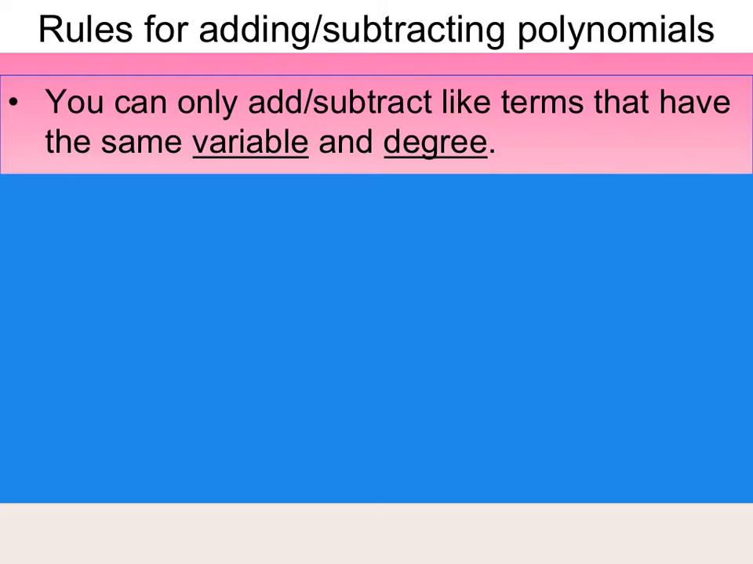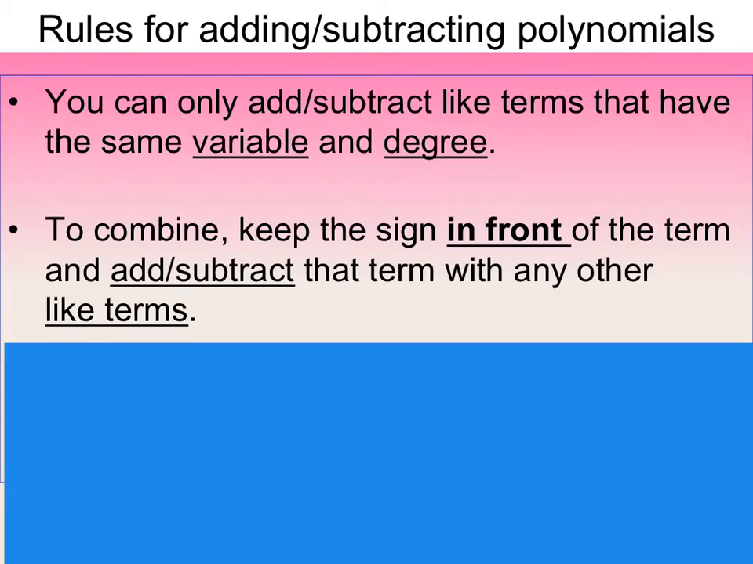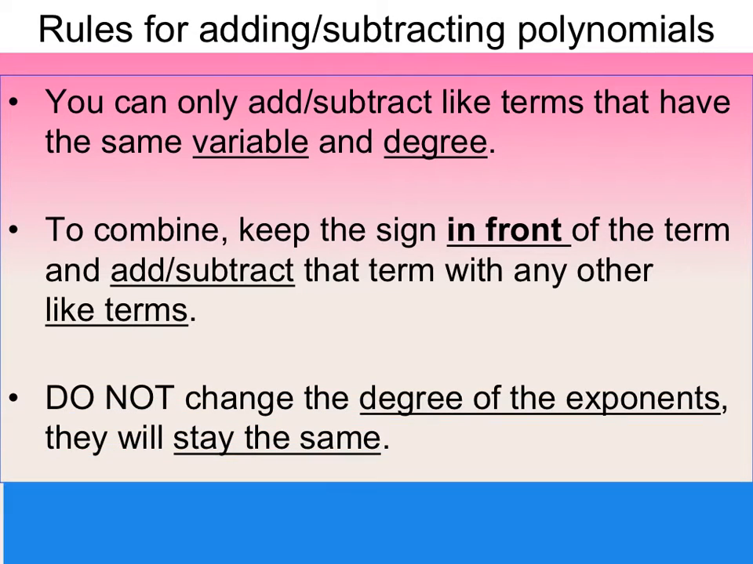So if it's x squared, you can only put it with another x squared. And we've kind of already done some of that earlier this year anyway. Second thing, in order to actually combine these, you're going to keep the sign in front of the term and then add or subtract that term with any other like terms. So basically, adding and subtracting polynomials is like combining like terms. It's really combining like terms. And just a kind of reminder that you are not changing the degree of the exponents, they will stay the same.